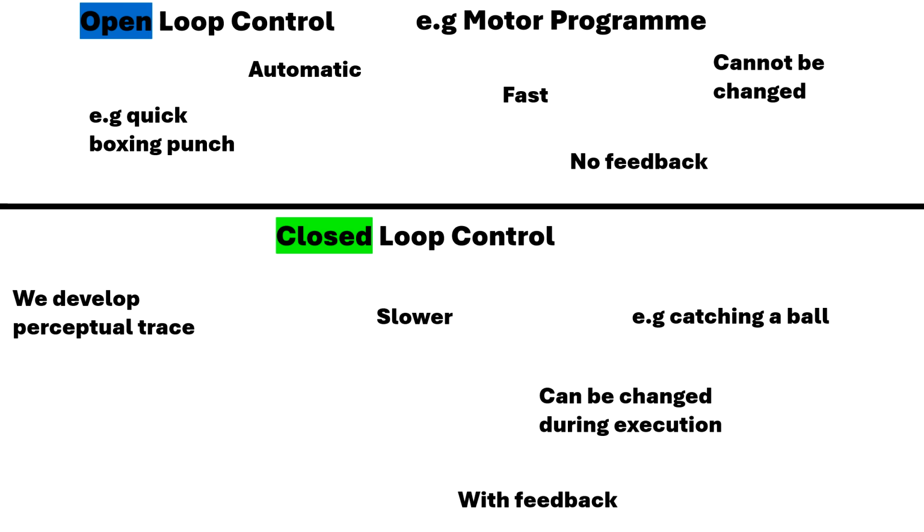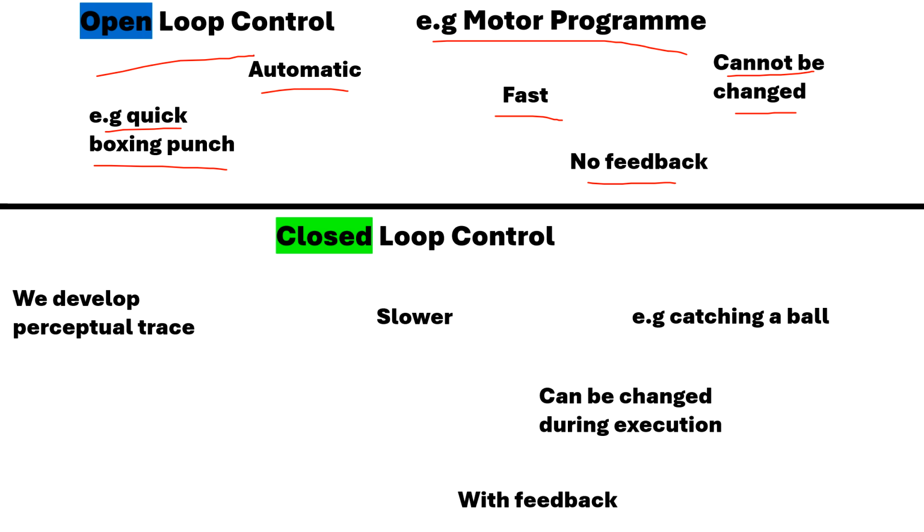Open and closed loop control. So open loop control, an example of this is the motor programs we've seen. It's going to be automatic, fast, such as a quick punch in boxing. So because it's so quick, we're talking milliseconds, there's not going to be any feedback we can use to change our movement.